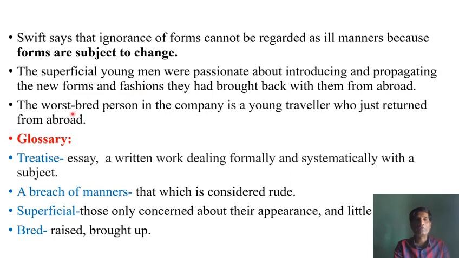He also says that the worst bad person, according to him, is a young traveler who has just returned from abroad. So let us see a glossary. Treatise: essay. A breach of manners: that which is considered rude. Superficial: those only concerned about their appearance. Bred: raised, or brought up.